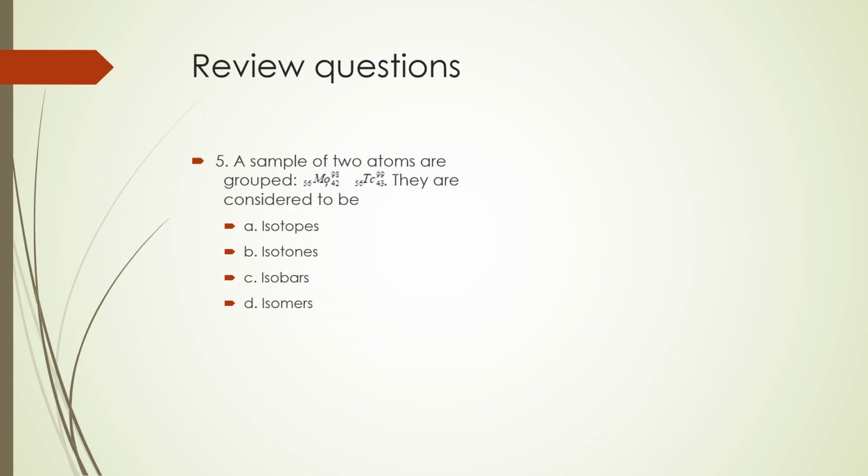Next question. A sample of two atoms are grouped as shown. We have the molybdenum with a mass number of 98 and technetium with a mass number of 99. They are considered to be what? The choices are A, isotopes, B, isotones, C, isobars, and D, isomers. The correct answer is B, isotones.